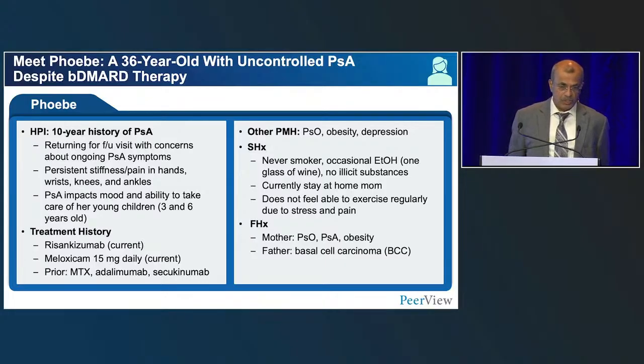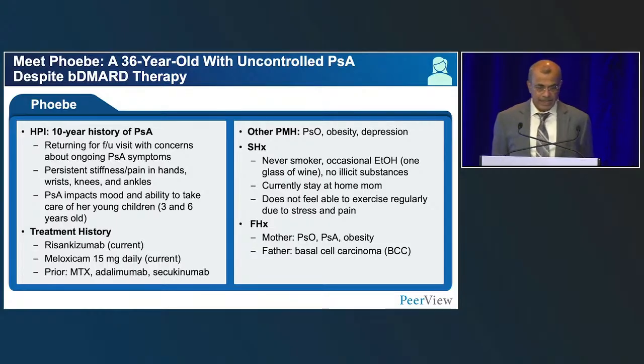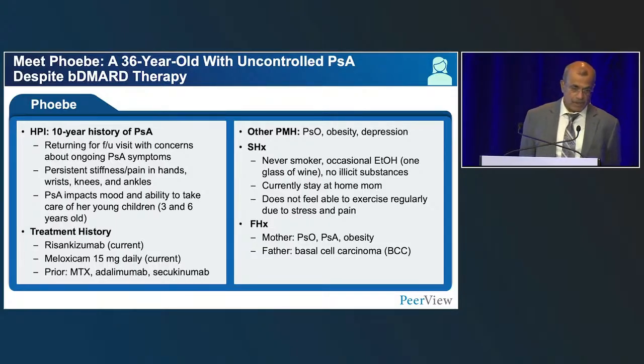3 and 6 years old. She already has depression as one of her past medical history, as you see there. She is on risankizumab. She is on meloxicam. Those are her current medications. Before, she has tried methotrexate and adalimumab and secukinumab. So one anti-TNF, one IL-17A inhibitor, and methotrexate. She's currently on a P19 IL-23 inhibitor.